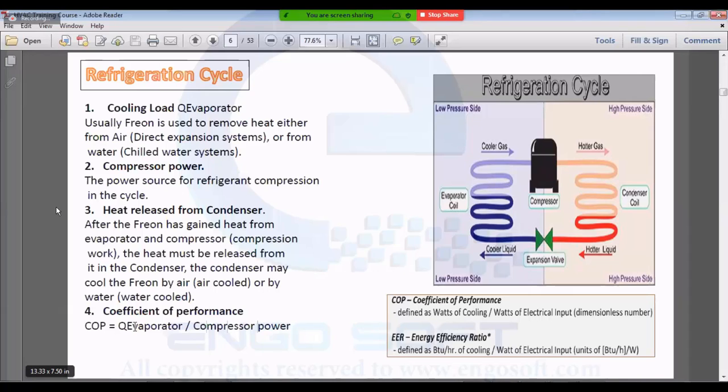COP equal to 10. Why? Because you'll have more air. I mean, you don't have more air here. You buy 10 units of cooling by 1 unit of power, whereas there you buy 5 units of cooling by 1 unit of power. Okay, please continue.